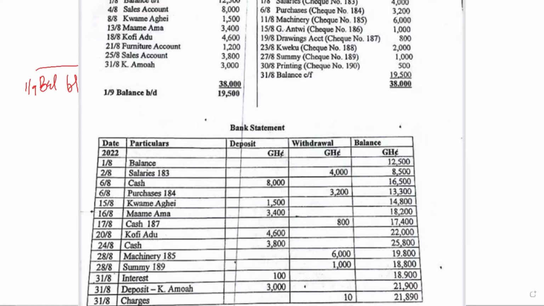This is what I mean. We first check the figure at the deposit side of the bank statement. Then we move to the debit side of the cash book and check if that same figure is there. So we first come to the bank statement before we move to the cash book. We don't move from the cash book to the bank statement when preparing the adjusted cash book. So that is what we are going to do.